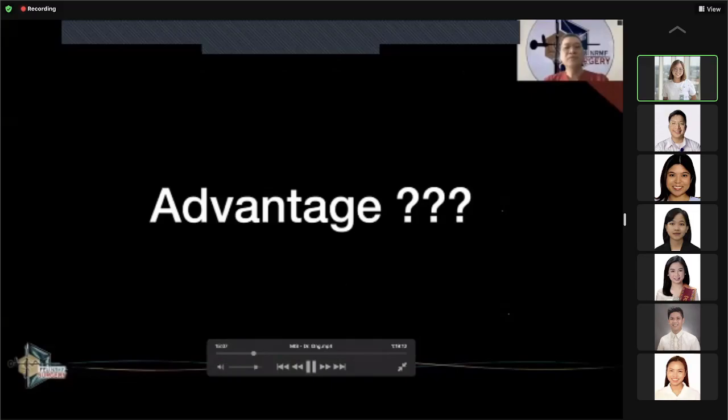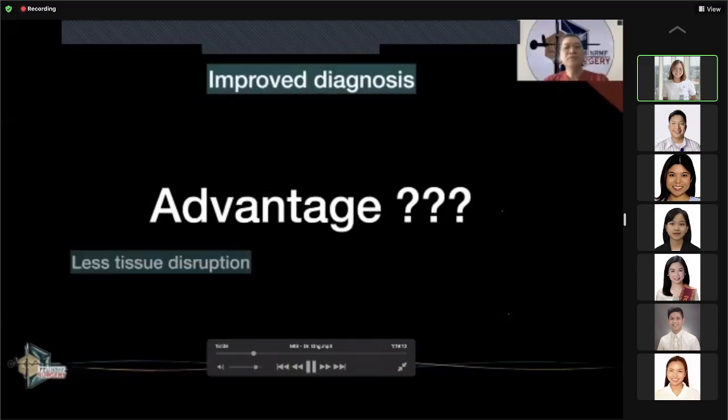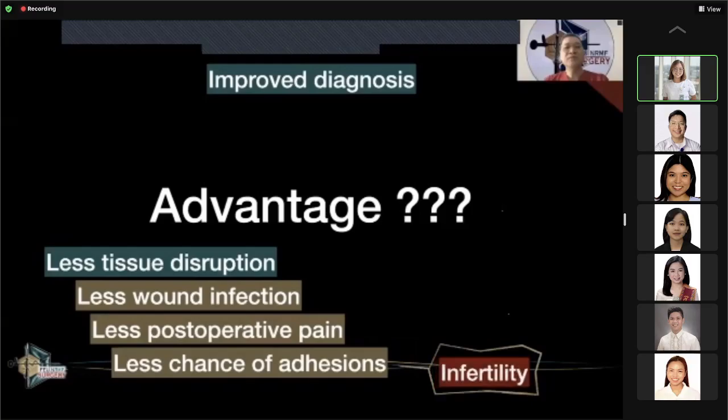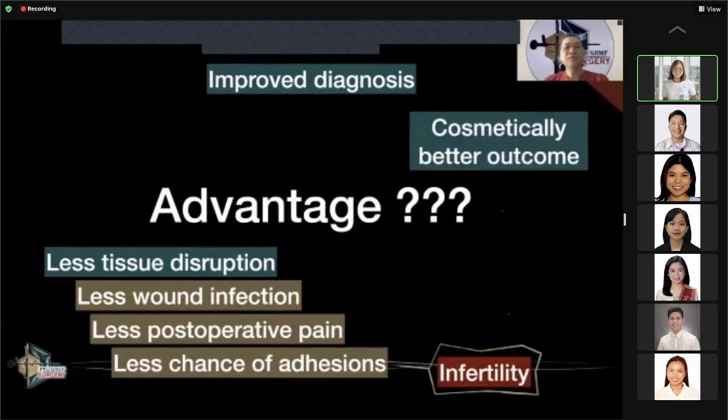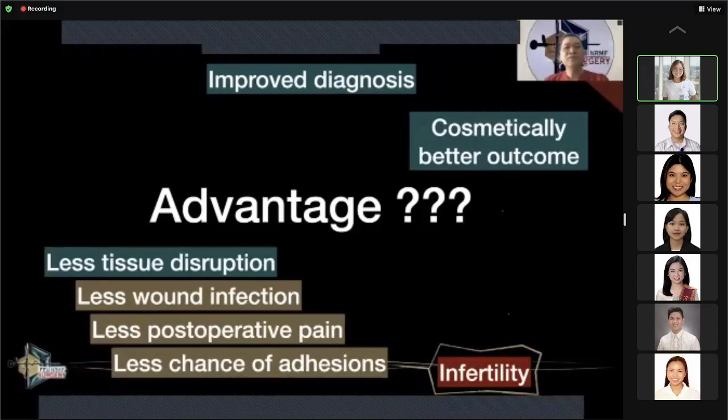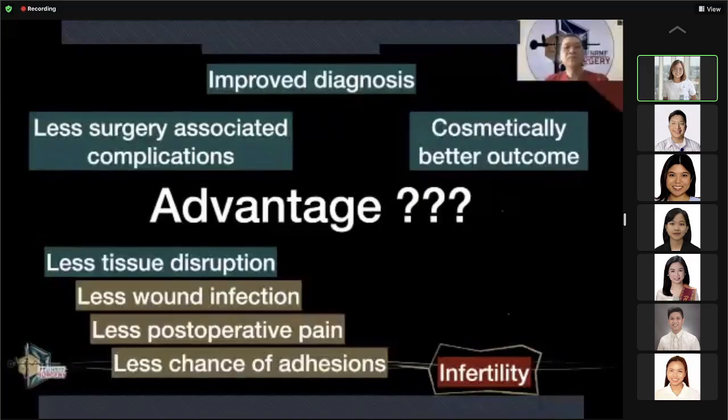So what are the advantages? So improved diagnosis, less tissue disruption. Because of that, you have less wound infection, less post-operative pain, and less chance of adhesions, especially in female patients. Every time you do a laparotomy in a female patient who is in her childbearing years, she will actually have some form of pelvic adhesions. Cosmetically, you have better outcome, less surgery-associated complications.